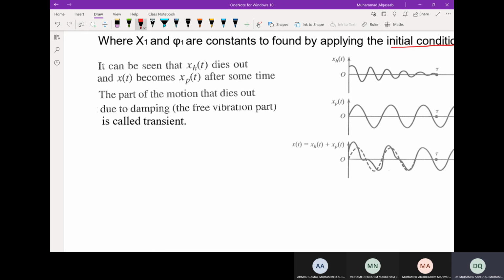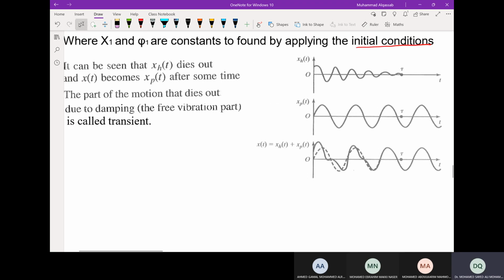It can be seen that xh dies out and x of t becomes xp of t only after some time. And this is why the particular solution is very important. And this is only in the starting up of any machine, it will have shaking vibration because the amplitude is higher here than if it is only steady state.